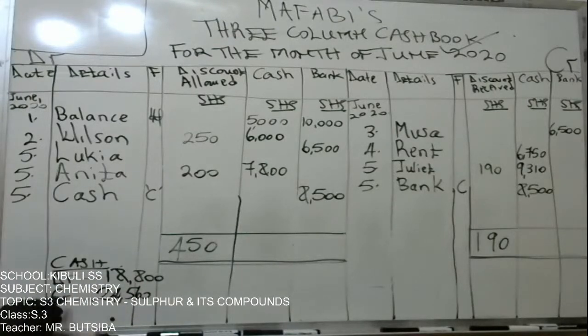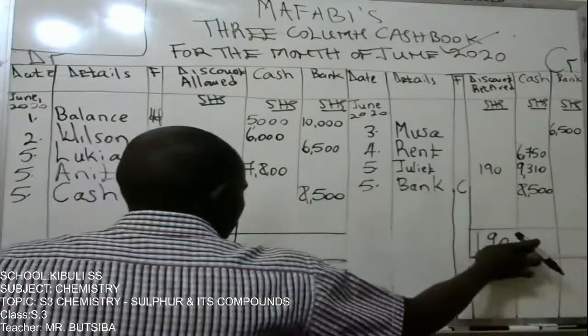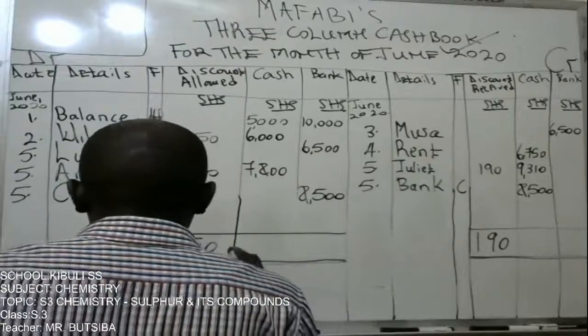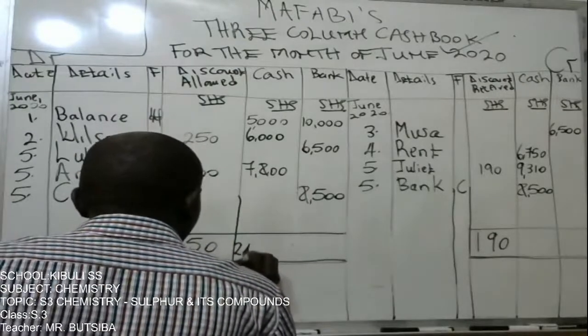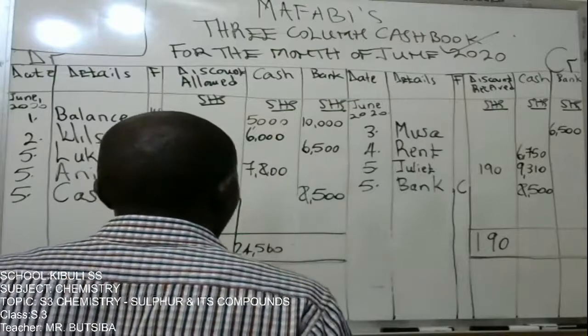You realize that the total on the credit is bigger. So the bigger amount is what you put in this space on both the sides. So you move to your cash columns on both sides and put there 24,560.